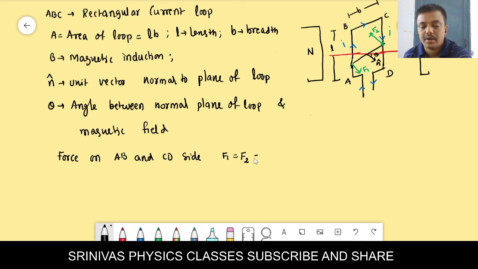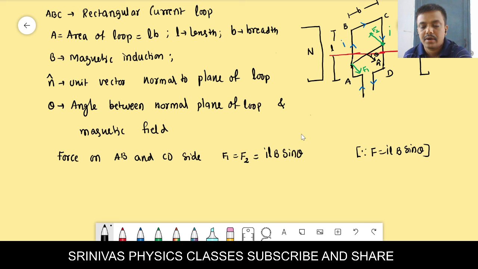Why? Because we know the general formula for the force is ILB sin theta, right? Where I is the current, L is the length of the conductor, and B is the magnetic field. Theta is the angle between L and B. Here the AB wire length is L, and the CD wire length is also L. AB and CD are both kept in the magnetic field of induction B only. That's why we write ILB sin theta.